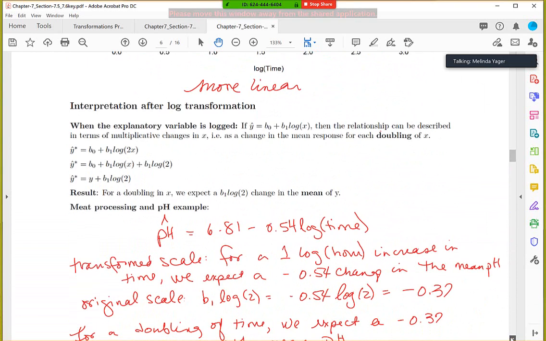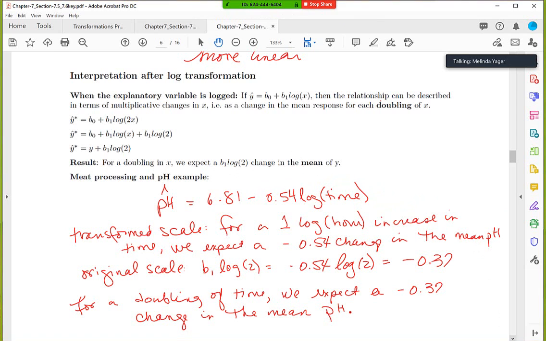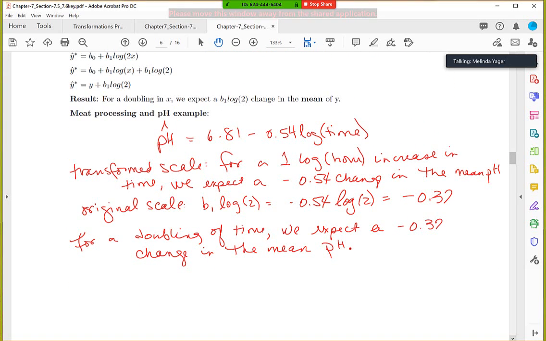So again, just thinking about those interpretations, when we use a log transformation of the explanatory variable, we're saying that for a doubling in X, we expect a slope times log 2 change in the mean of Y. So we're talking again about the mean here because we're not transforming the response variable. So we don't talk about the median unless we have transformed the response.